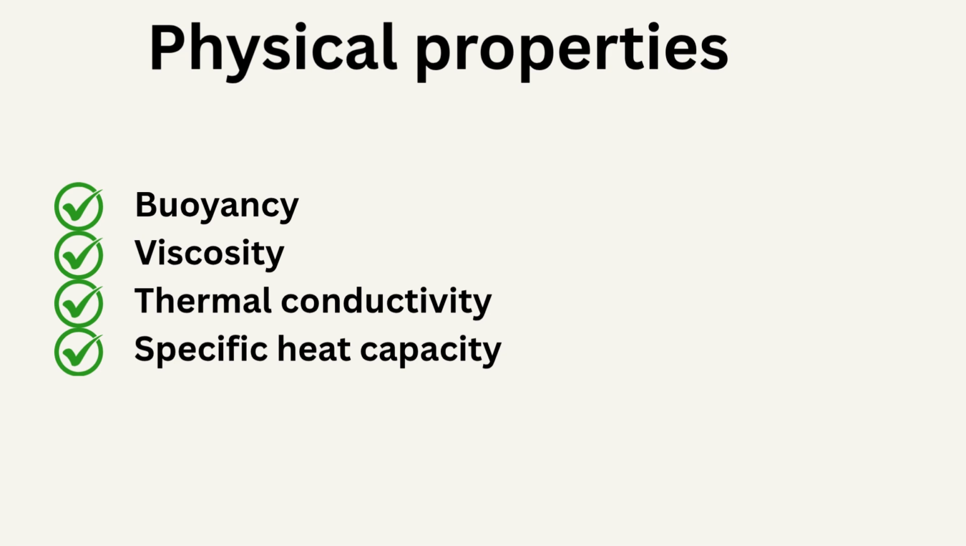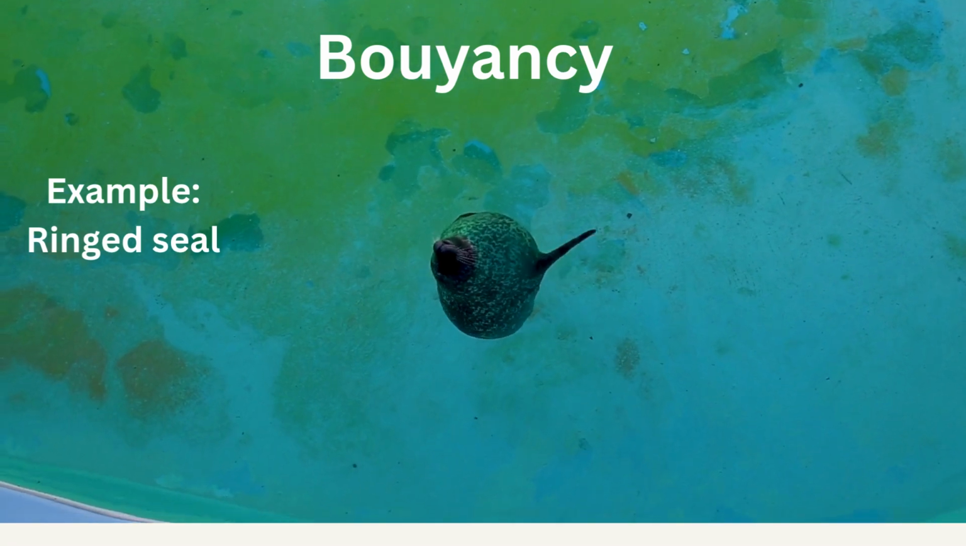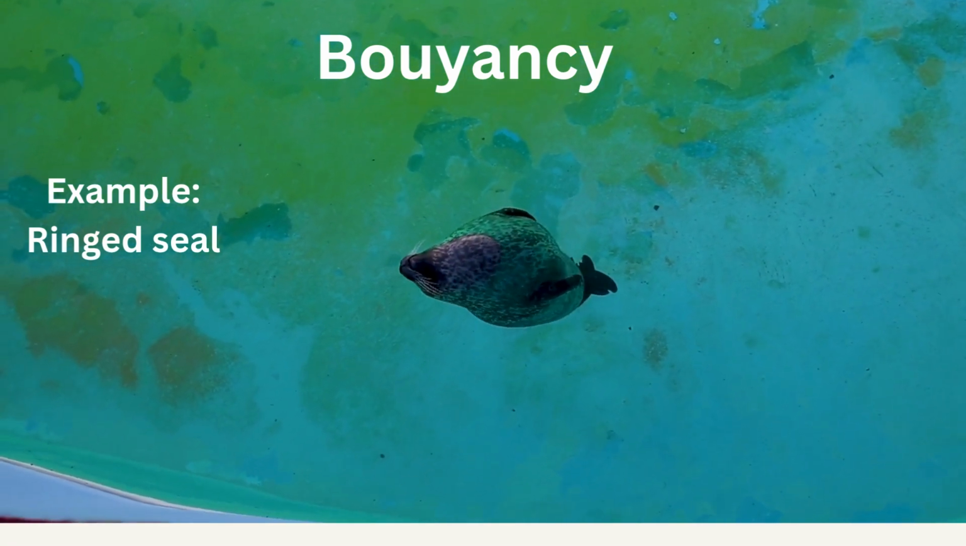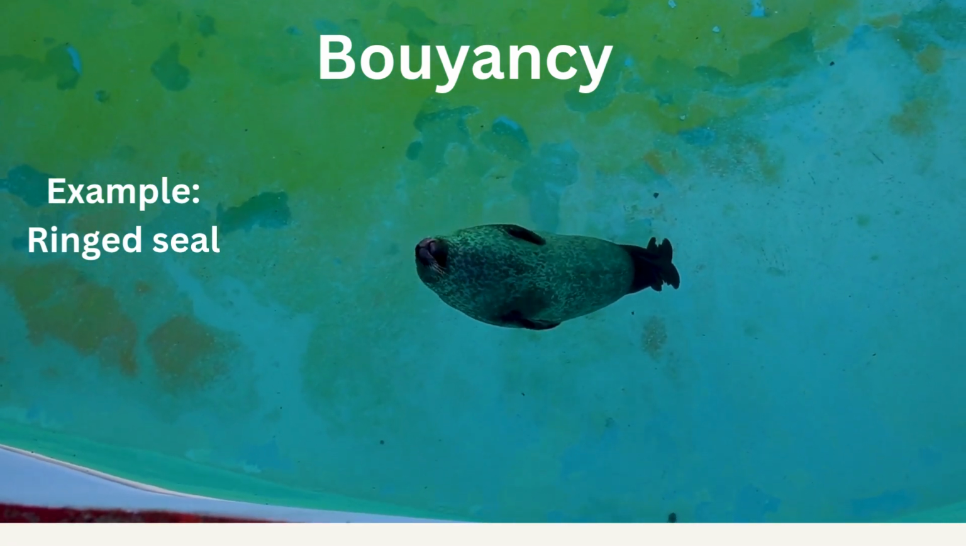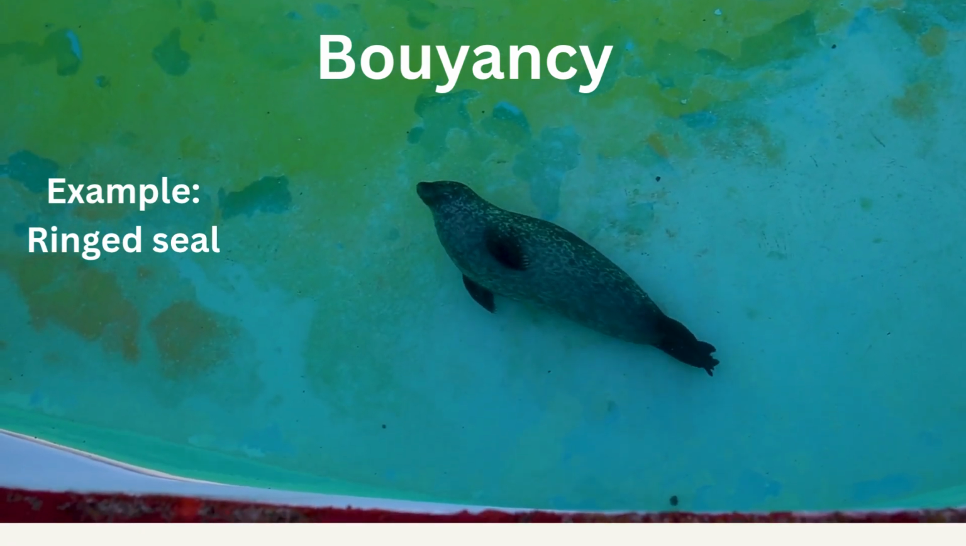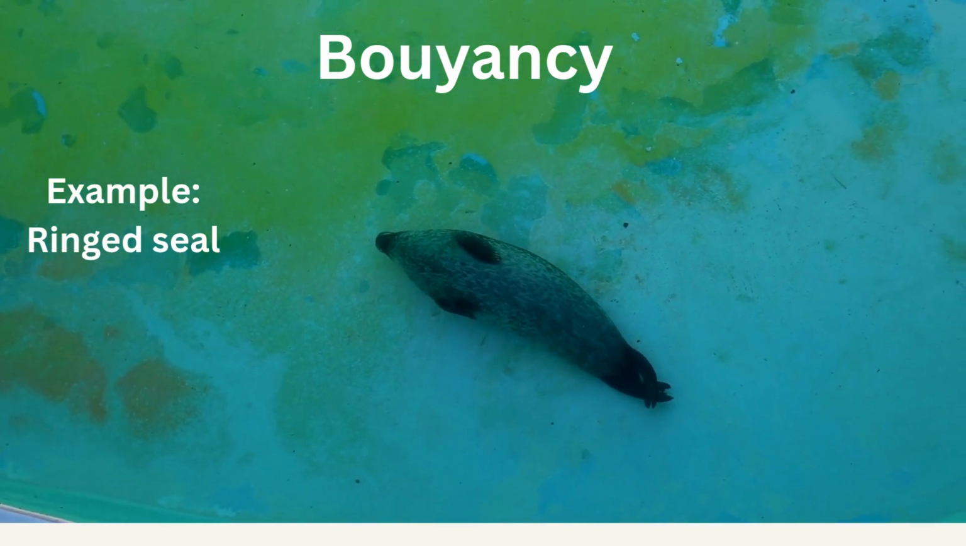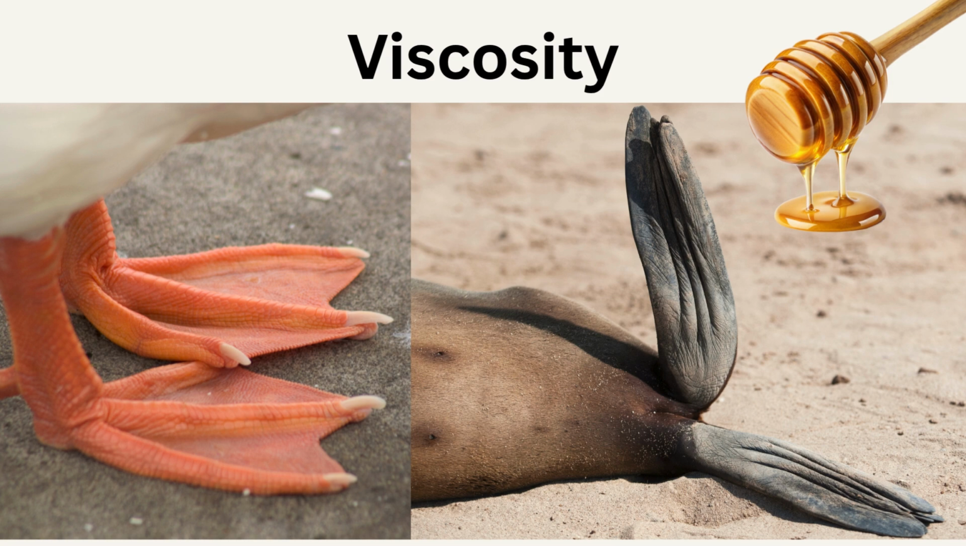In the latest IB Biology syllabus, there are 4 properties of water that you need to be able to describe and consider the consequences of to other living things: buoyancy, viscosity, thermal conductivity, and specific heat capacity. Buoyancy is the tendency of an object to float or rise in a fluid when submerged. Animals that live in water and in air or on land have the ability to rise easily and float in water. Examples of these animals are the ringed seal, as seen in this video, and the black-throated loon, which we'll look at in a minute.